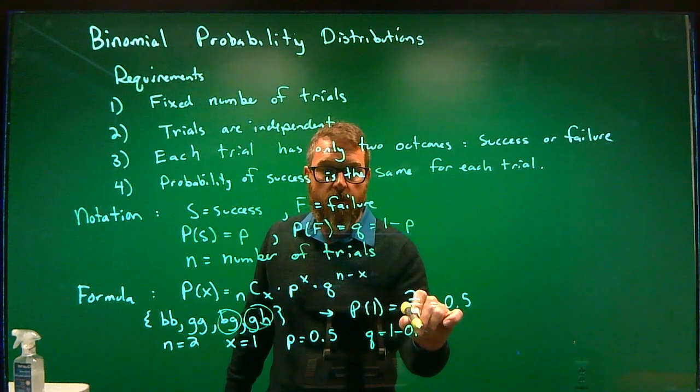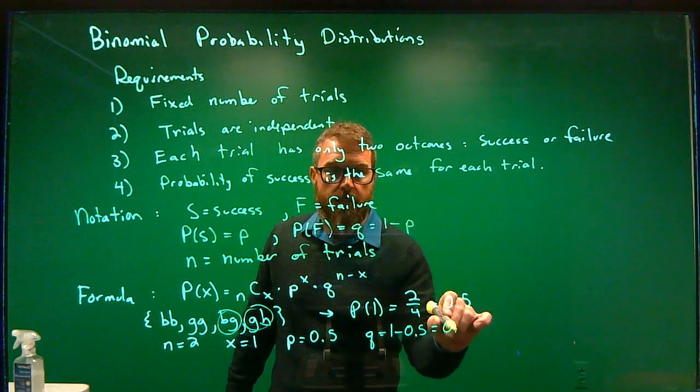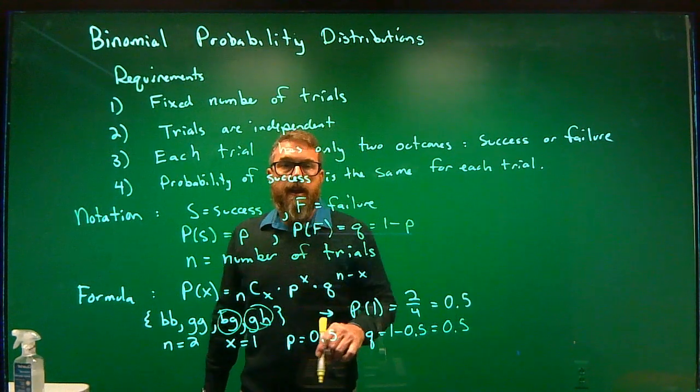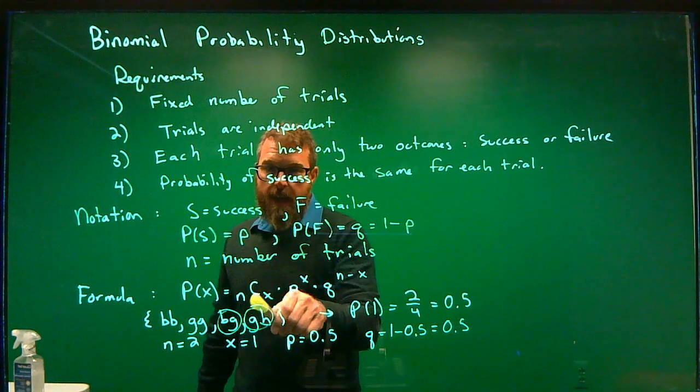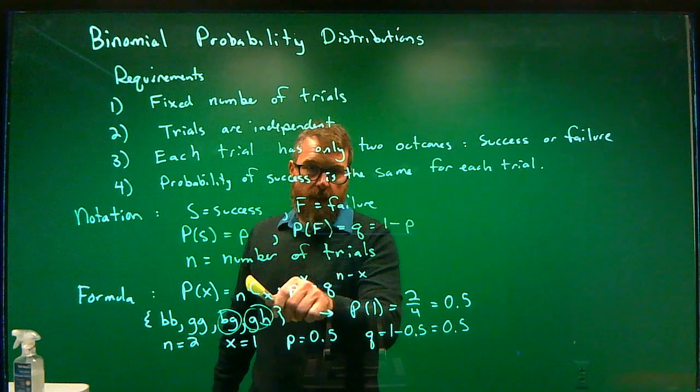So this is going to be 1 minus 50%, which is 50%. Now I have my n, I have my x, I have my p, and I have my q. I know all these things.